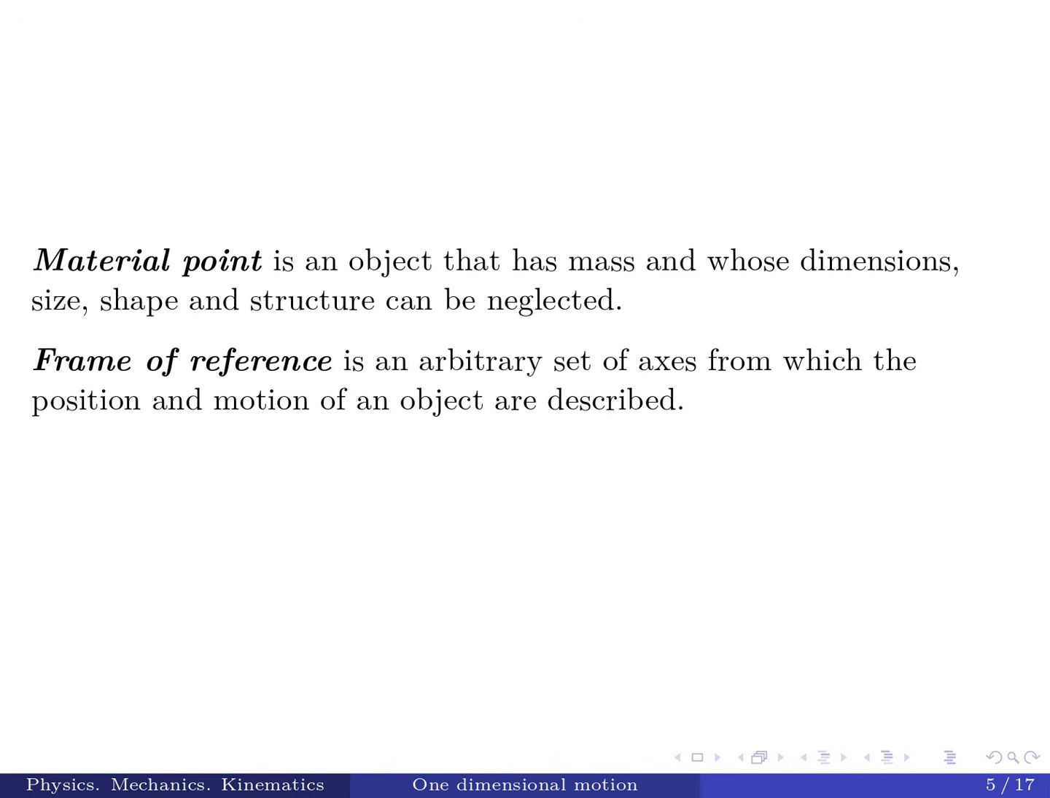Let's also introduce some other important concepts. In mechanics, all objects are considered as material points. A material point is an object that has mass, but whose dimensions, size, shape, and structure can be neglected. This will not be explicitly mentioned later, but will always be implied. Another important concept is the frame of reference, which refers to an arbitrary set of axes used to describe the position and motion of an object.